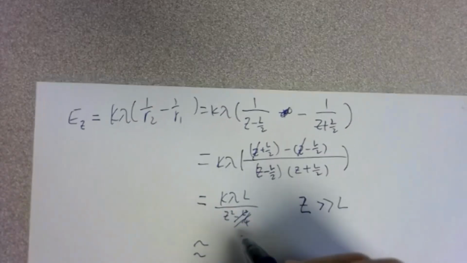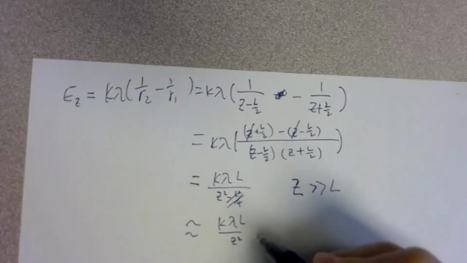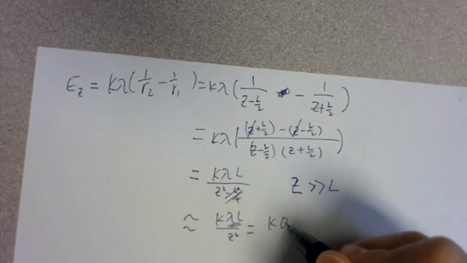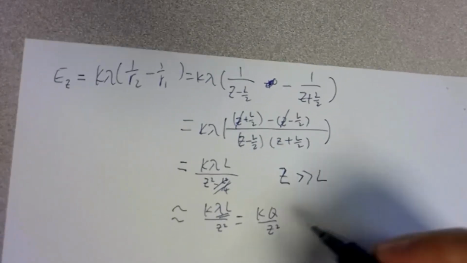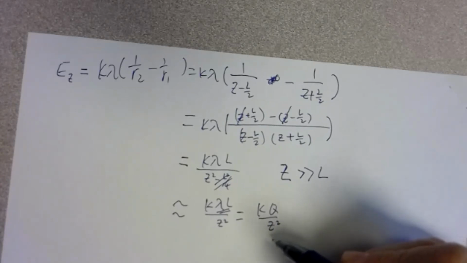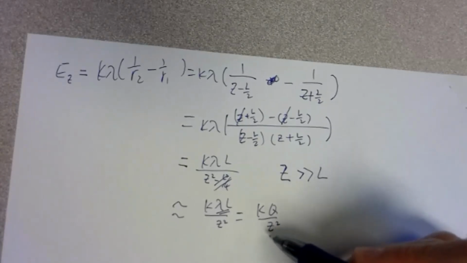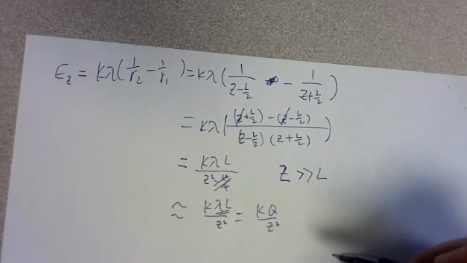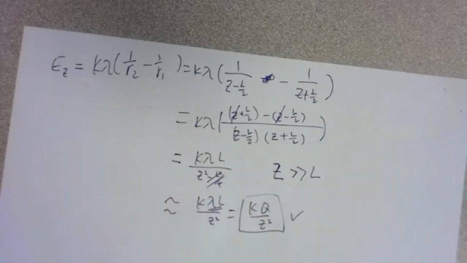So this is approximately K lambda L over Z squared. And then lambda times L will be the total charge. So then it will be KQ over Z squared. So Z will be the distance, similar to KQ over R squared. In this case, if Z is much greater than L, then Z becomes R, the distance from the charge Q to the point. So that's what we have then. You kind of proved that. Okay, all right.